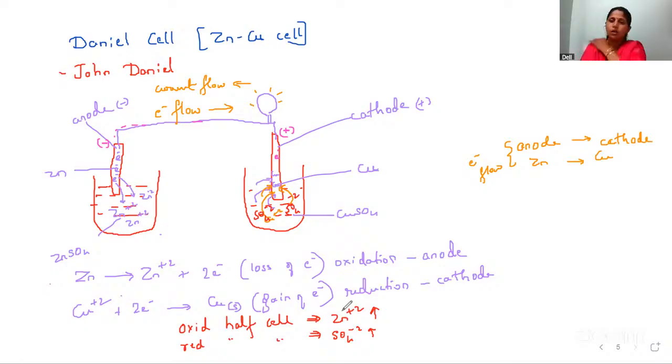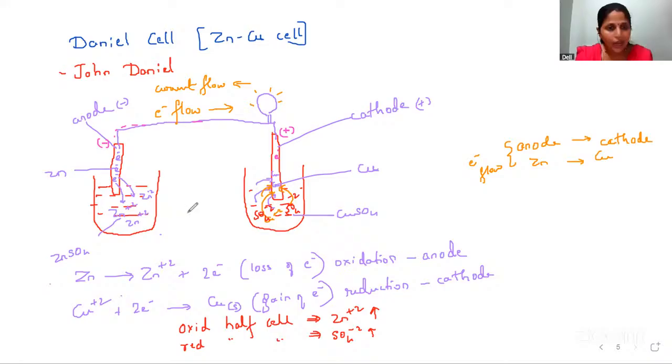The charges were the same. But since this reaction is occurring, zinc is losing electrons and coming into the solution, and these electrons flow and come near the copper rod. The Cu plus 2 ions from copper sulfate take those electrons and get deposited. Because of this, Zn plus 2 ions are increasing in one half cell and SO4 minus 2 ions are increasing in the other half cell.